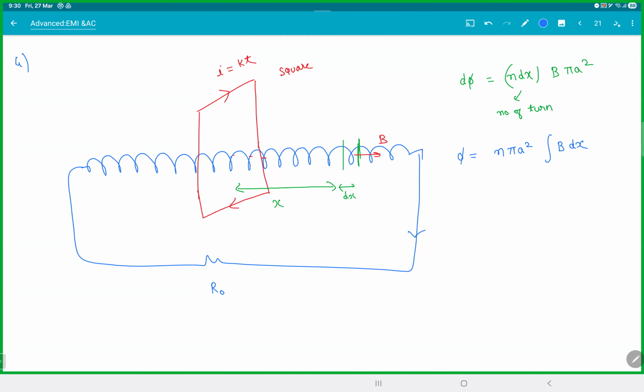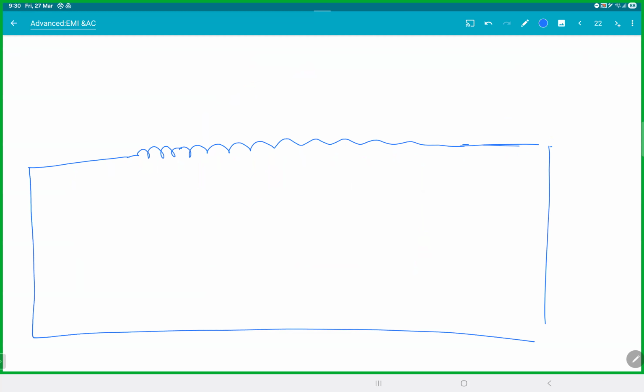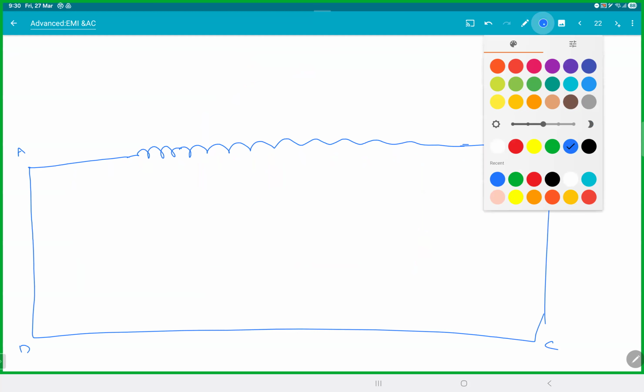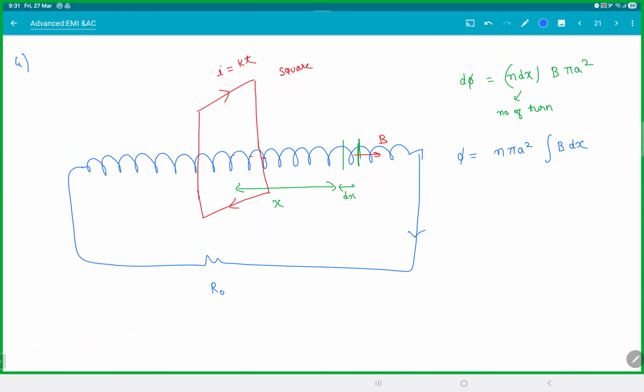Now what you can do, this is an infinite solenoid, so I will just assume there is a big loop. Let's call these points A, B, C, and D. Understand that only because of this loop, you have a magnetic field B here in this region. Now, if I try to apply Ampere's law, when you see integral B dx, doesn't it look like integral B dot dl?